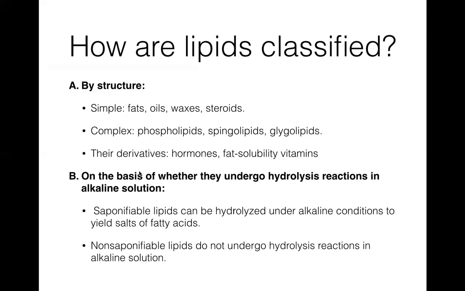On the basis of whether they can undergo hydrolysis under alkaline conditions, there are only two categories here. Saponifiable lipids are those that can be broken down or hydrolyzed under alkaline conditions to yield salts of fatty acids. If they are not capable of undergoing hydrolysis under alkaline conditions, these lipids are classified as non-saponifiable lipids.